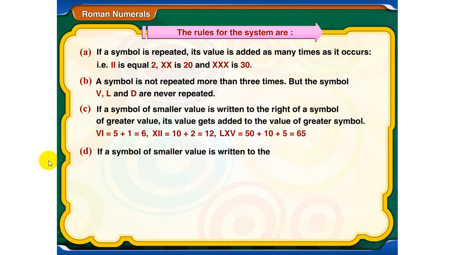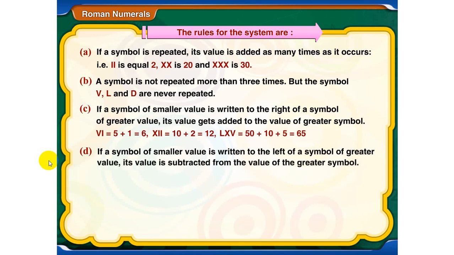D. If a symbol of a smaller value is written to the left of a symbol of greater value, its value is subtracted from the value of the greater symbol. IV is equal to 5 minus 1, that is equal to 4. IX is equal to 10 minus 1, that is equal to 9. XL is equal to 50 minus 10, that is equal to 40. XC is equal to 100 minus 10, that is equal to 90.